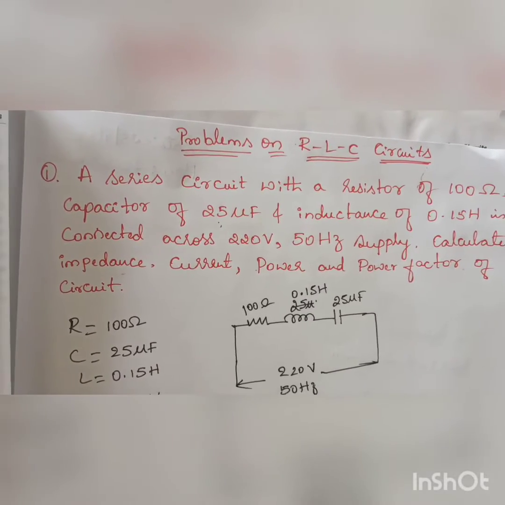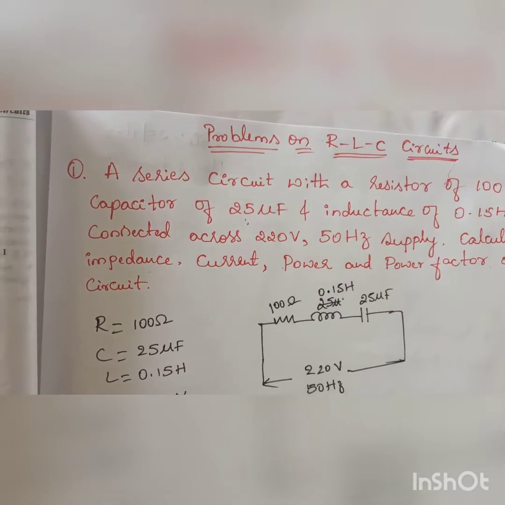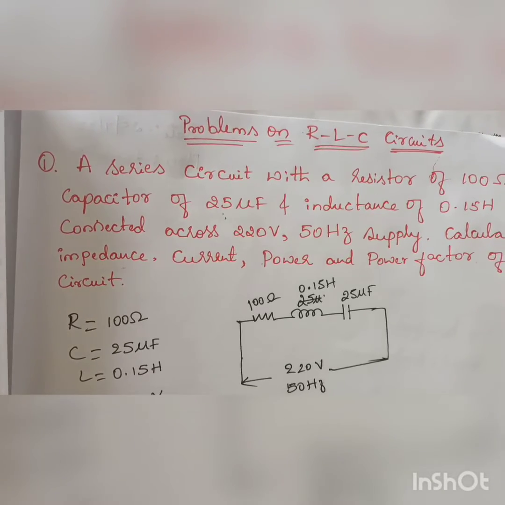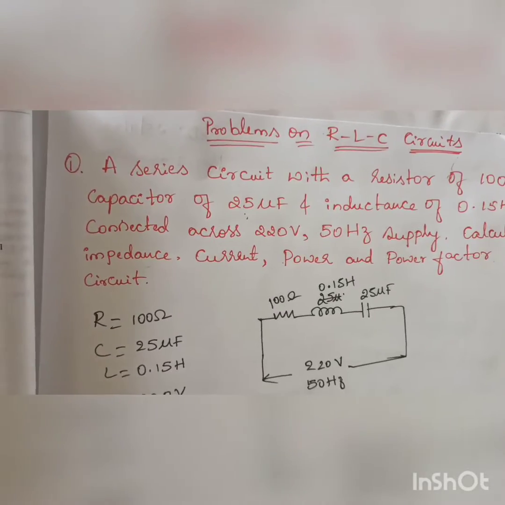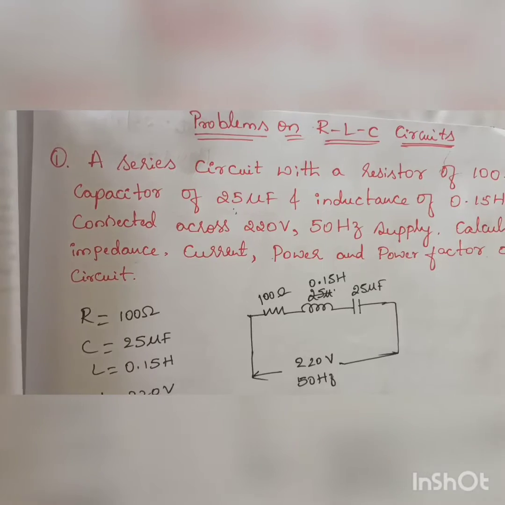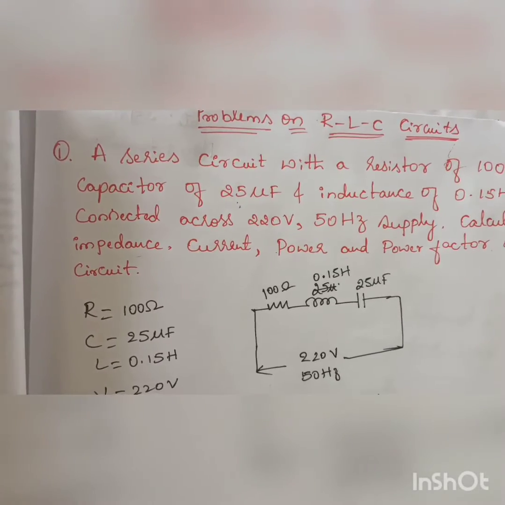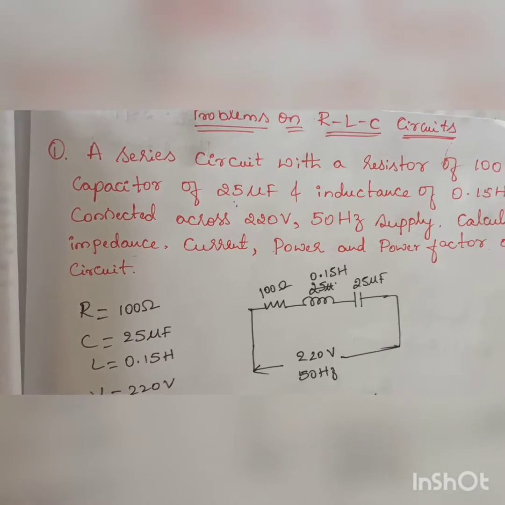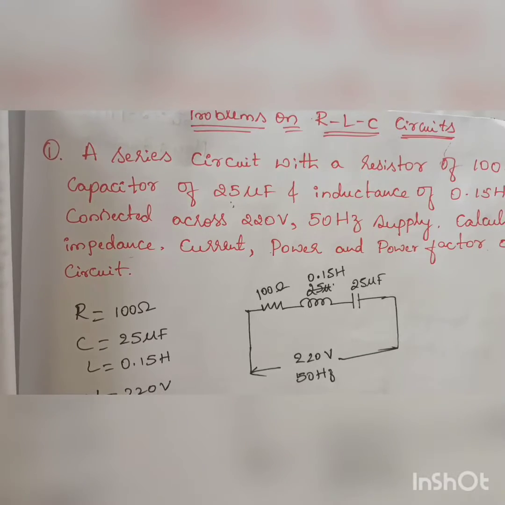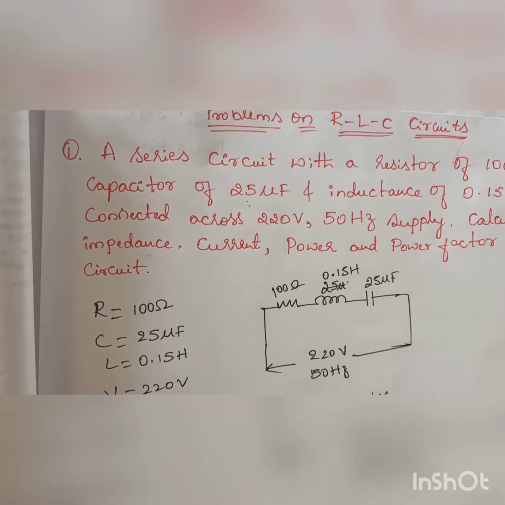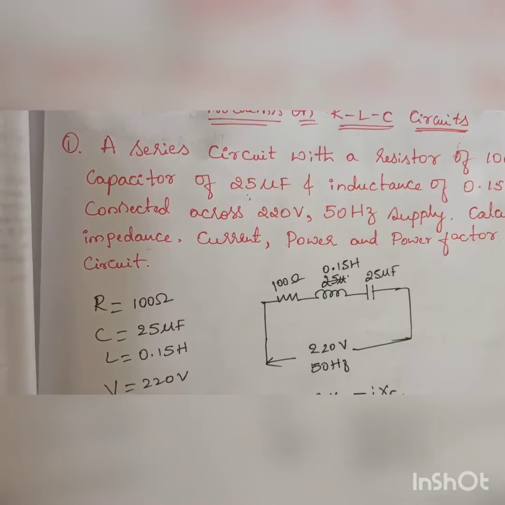So next we have a problem on RLC circuits. A series circuit with a resistor of 100 ohm, capacitor of 25 microfarad and inductance of 0.15 Henry is connected across a 220 volts, 50 Hz supply. Calculate impedance, current, power and power factor of the circuit.